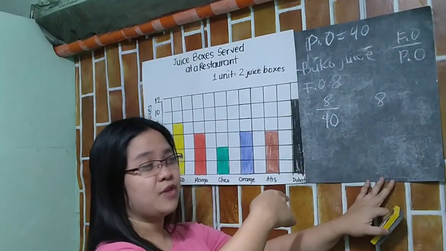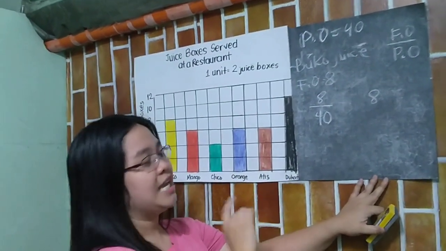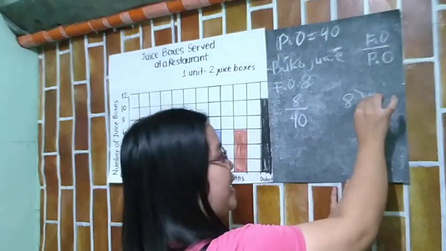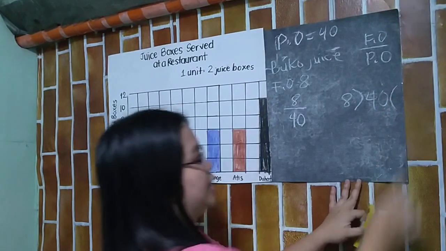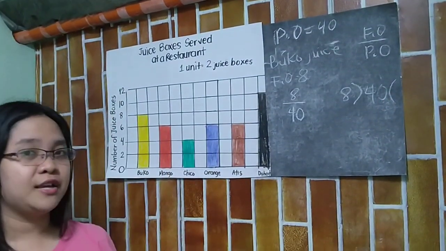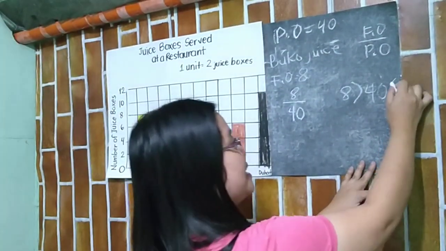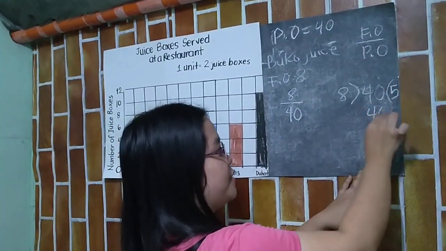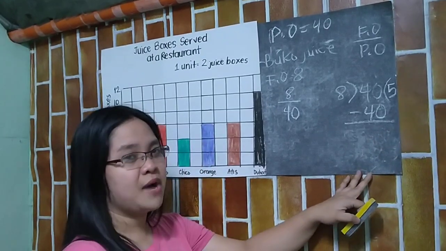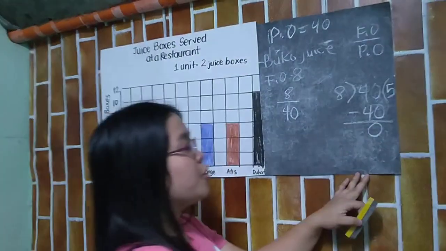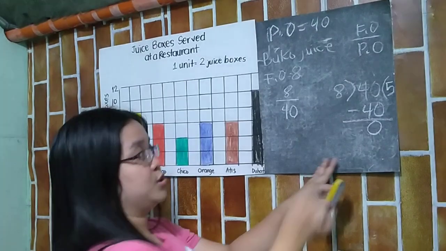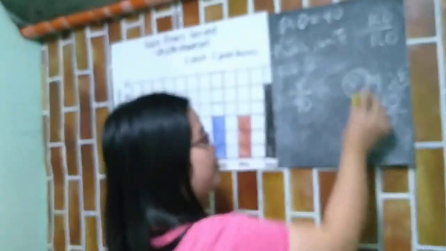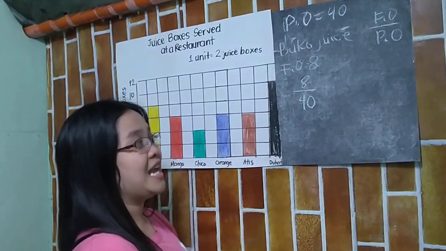What I am doing right now is the continuous division method in finding the GCF. So 8 as the smaller number and then 40 as the larger one. How many 8s are there in 40? That is 5. So 5 times 8 is 40. So 40 minus 40 is 0. What is the last divisor that I use? I use 8. So therefore, the GCF of 8 and 40 is 8.